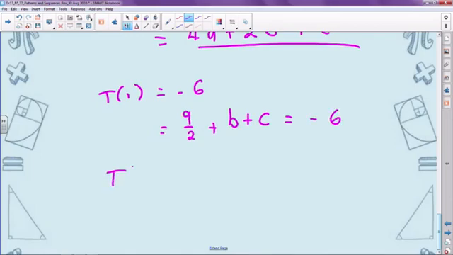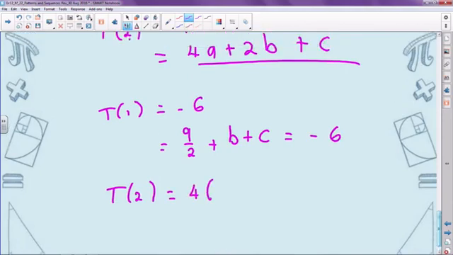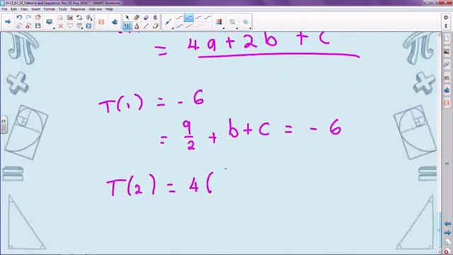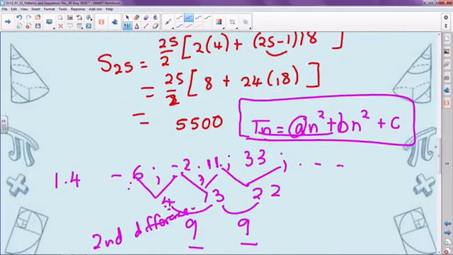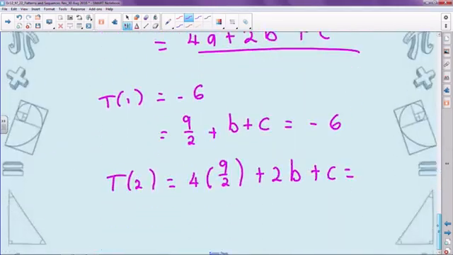In a similar way, you can say, well, term 2 is going to be given by 4 times a, and 4 times a was 9 over 2, plus 2 times b plus c is equal to, well, we saw that the value of term 2 was minus 2. So we equate that to minus 2.